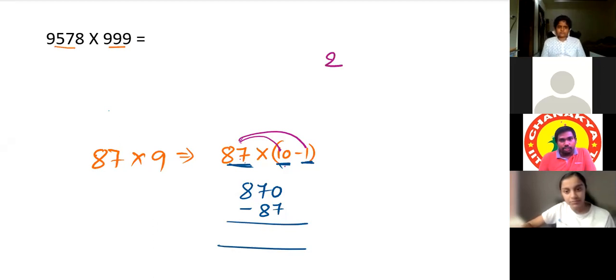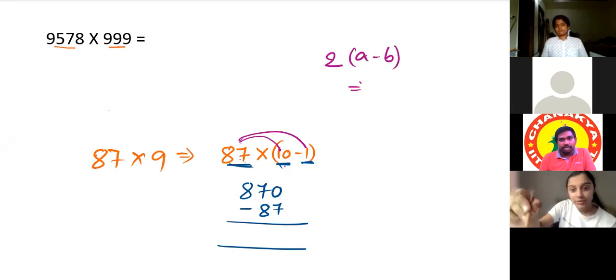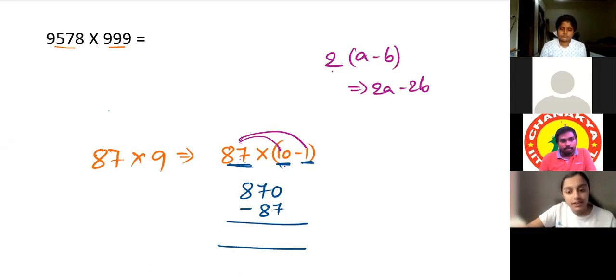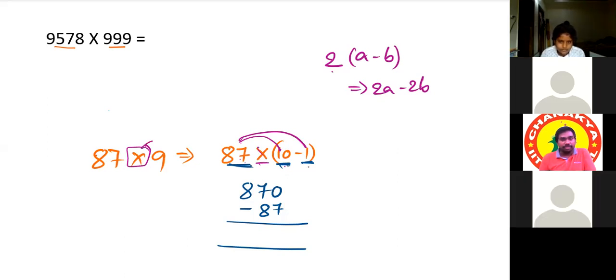See here, 2 into A minus B is 2A minus 2B, right? So why put the multiplication symbol in the middle? You can just take it off. Yes, we can take it off, but just to represent it as it is. This 9 I'm converting into 10 minus 1. There may or may not be an into symbol, the result is the same, the question is the same.